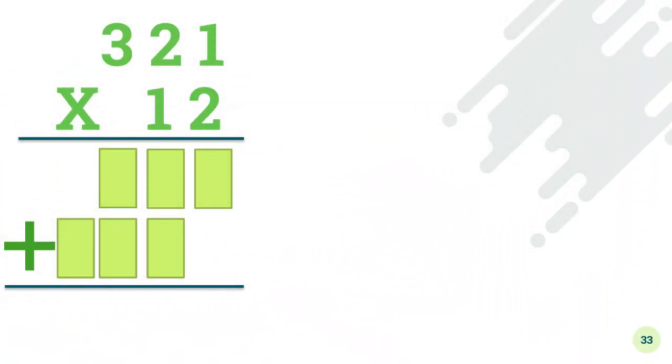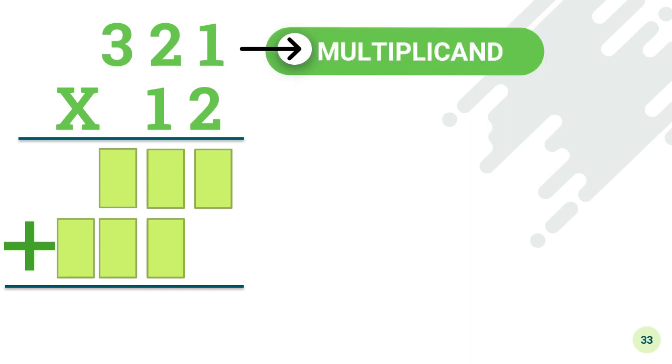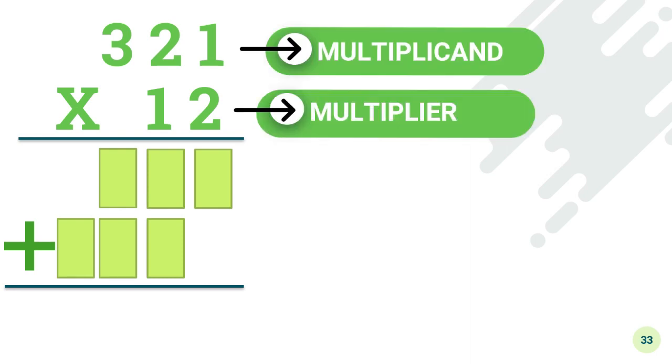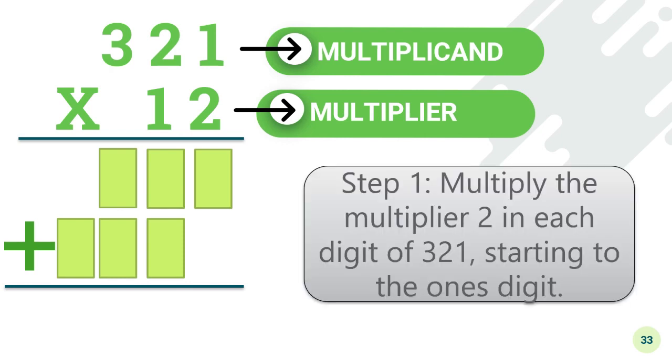Take a look at this example. We have 321 times 12. 321 is the multiplicand and 12 is the multiplier. We can solve this in 3 steps. Step 1. Multiply the multiplier 2 in each digit of 321, starting from the ones digit.